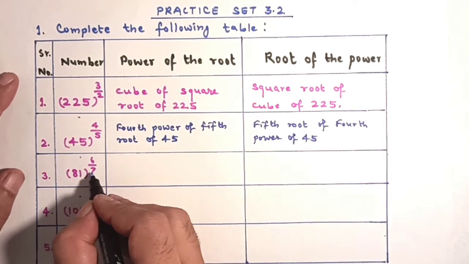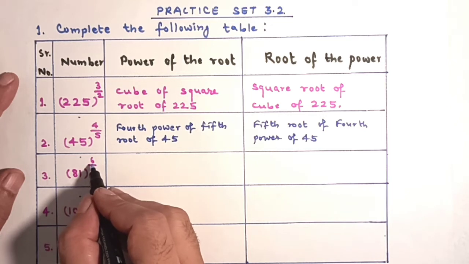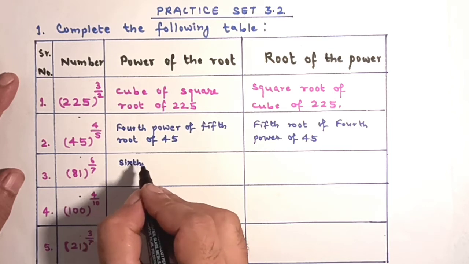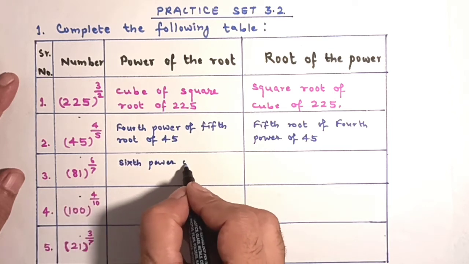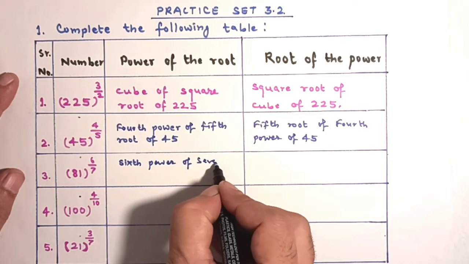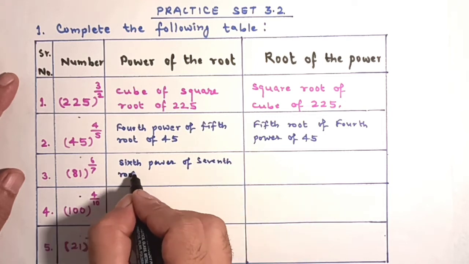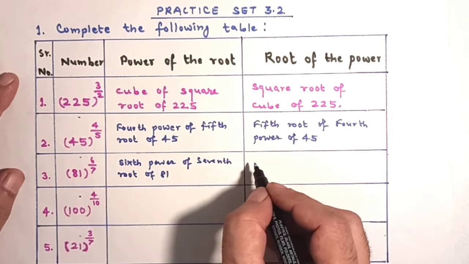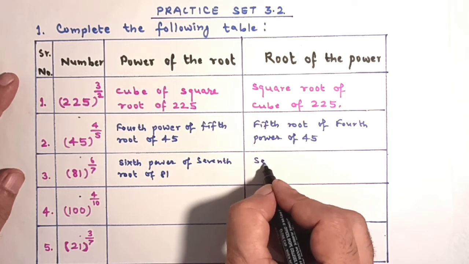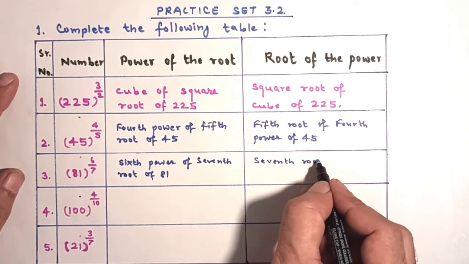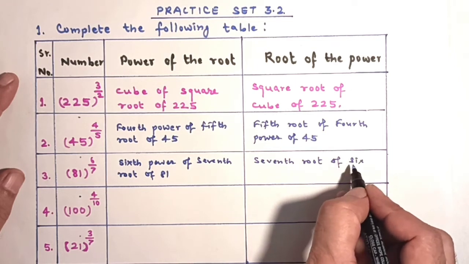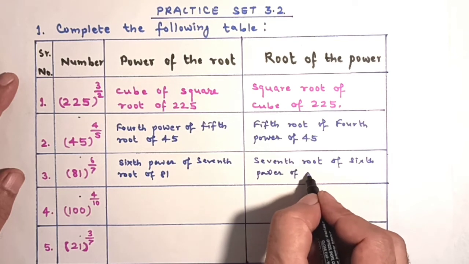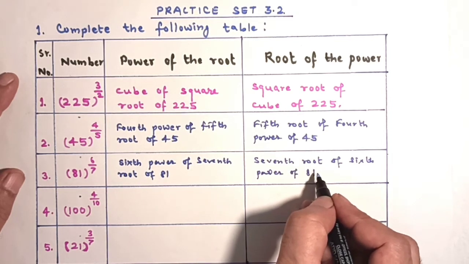Exactly the same way, 81 raised to 6 upon 7. 6 is your power, so you'll write 6th power of 7th root of 81. Same way, conversely you can say 7th root of 6th power of 81, which is your base.